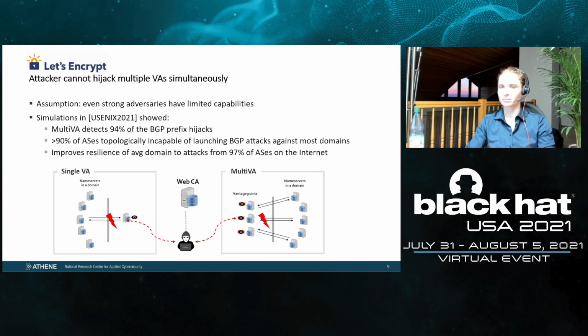Now, the idea is that even strong on-path adversaries have limited capabilities in practice. Imagine on the left side, if an adversary hijacks the validation authority, then it hijacks all the communication, right? But on the right, this is not so. The multi-VA assumes that the adversary may be able to hijack communication between some of the VAs and some of the name servers, but not all of them.